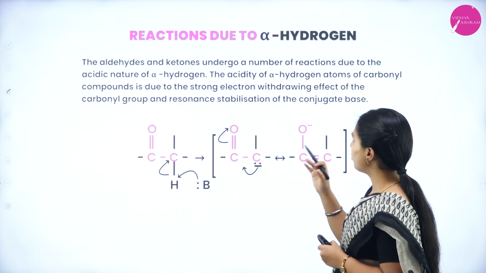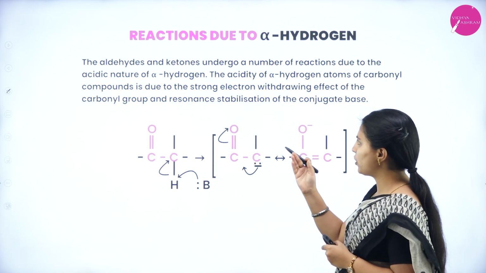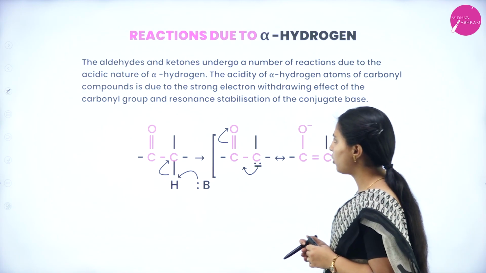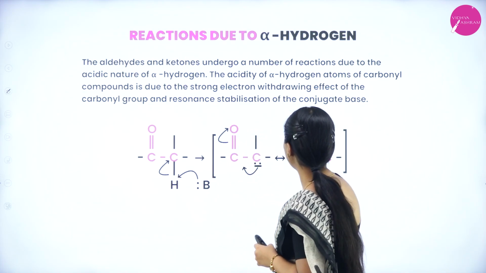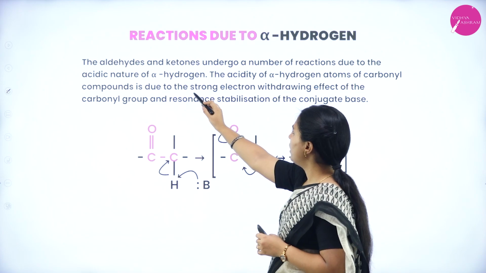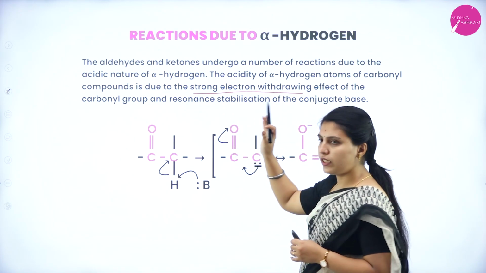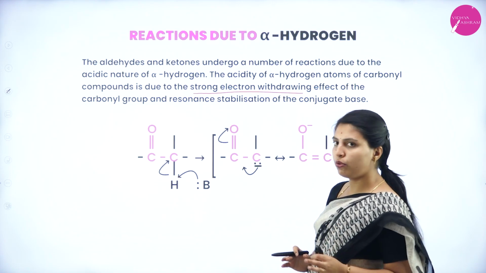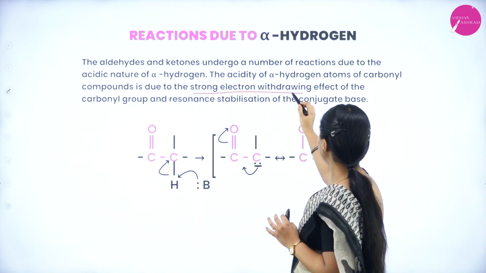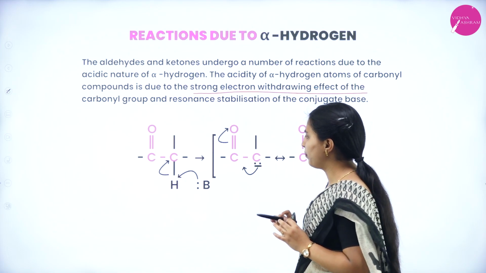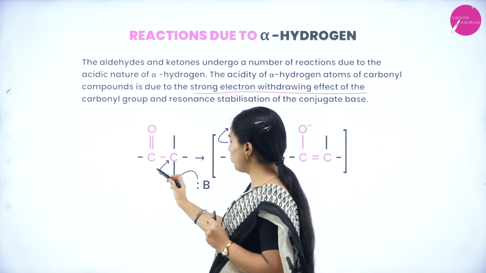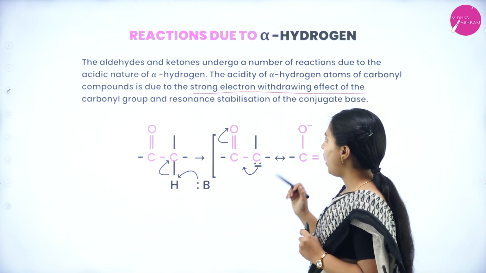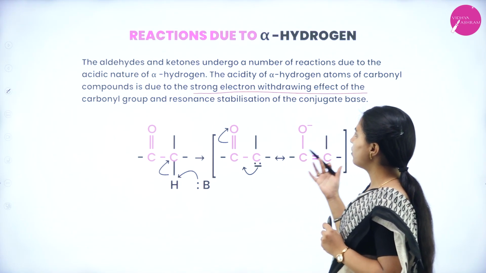The aldehydes and ketones undergo a number of reactions due to the acidic nature of the alpha hydrogen. The acidity of alpha hydrogen atoms of carbonyl compounds is due to the strong electron withdrawing effect of the carbonyl group. Due to the carbonyl group, there is a strong electron withdrawing effect, and it is responsible for the resonance stabilization of the conjugate base.